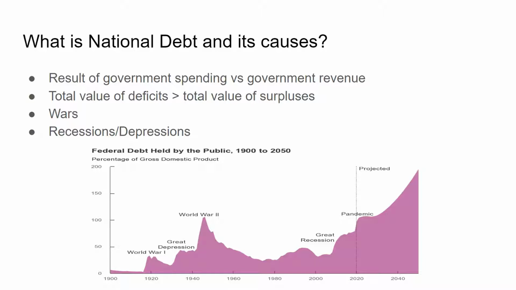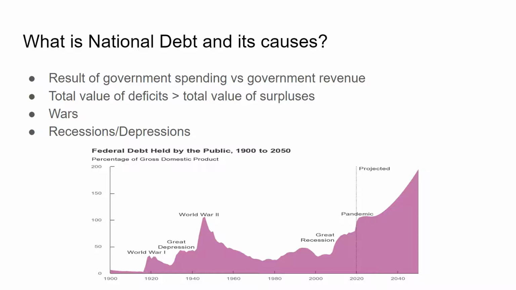The national debt is the sum of past deficits minus any surpluses. The major causes of the national debt are wars and recessions. In wars, the government spends a lot of money on weaponry and troops, in turn, causing an increase in spending, creating a larger budget deficit.